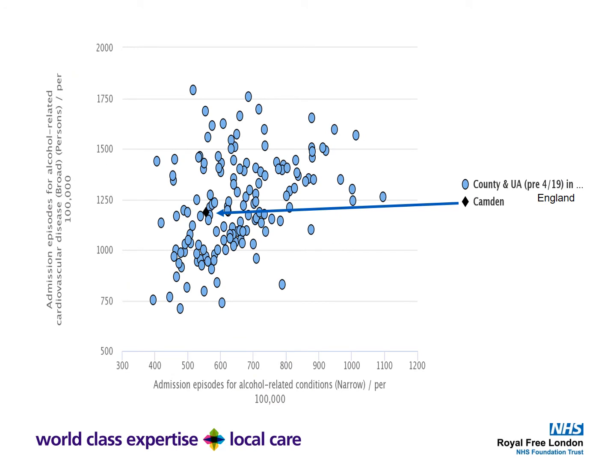When we look at admission episodes for alcohol-related conditions per 100,000, you can see that the borough of Camden is more or less plopped right in the middle at about 1,200 episodes for alcohol-related cardiovascular disease in persons per 100,000. As you can see, that's quite a lot.